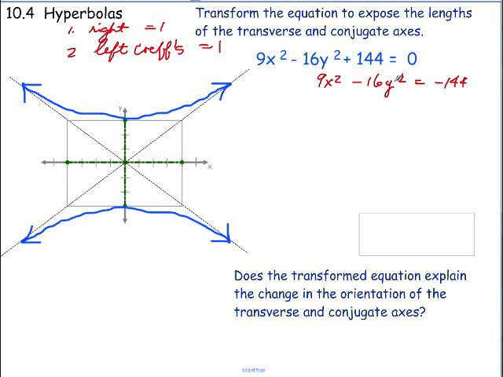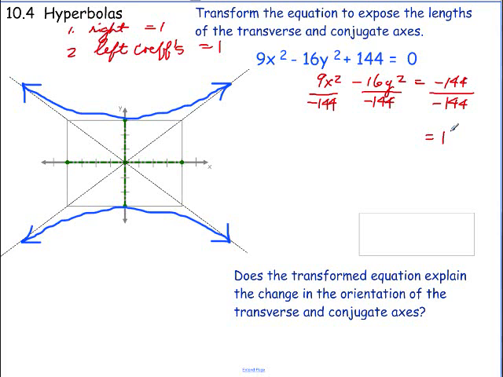Now we want it to be equal to 1. We don't want it to be equal to -1. So this time we're actually going to divide by a negative number in order to get that right member to be positive. Okay, so that's now equal to 1.